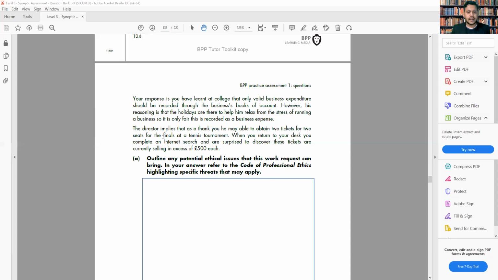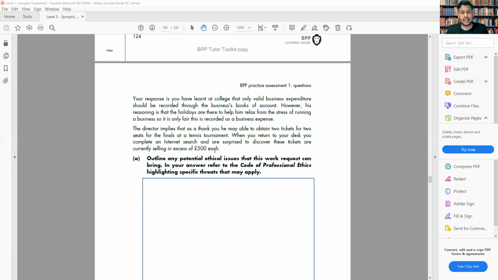The director implies that as a thank you, you may be able to obtain 2 tickets for the final at a tennis tournament. When you return to your desk, you complete an internet search and you are surprised to discover these tickets are currently selling in excess of 500 each. So they're offering you 2 tickets, and 2 tickets cost £1,000.